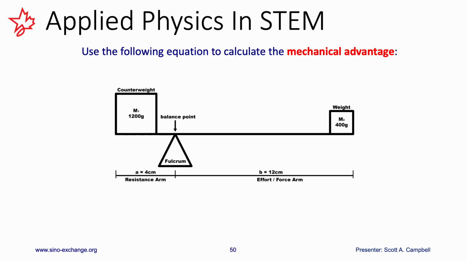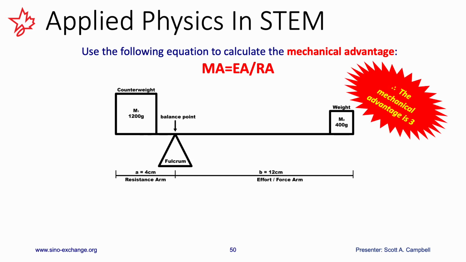Now, we can use the following equation to determine the mechanical advantage of this system. In this example, we take a 12 centimeter distance of the effort arm and divide that by 4 centimeters distance of the resistance arm. And this will give us a mechanical advantage of 3. As a result, this small 400-gram weight is able to counterbalance a weight 3 times its size.